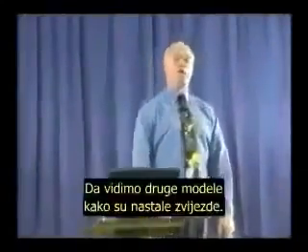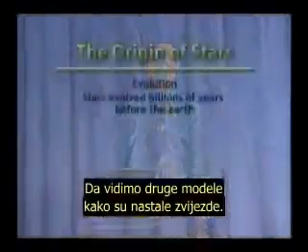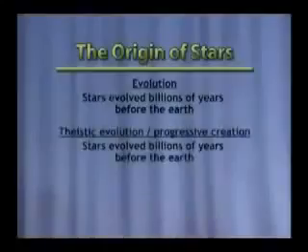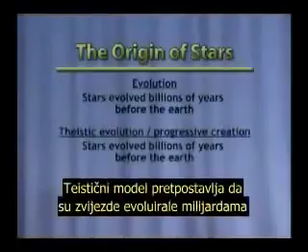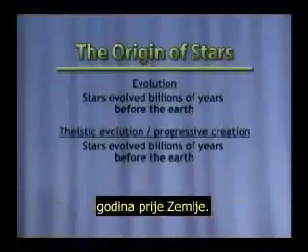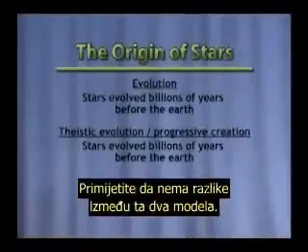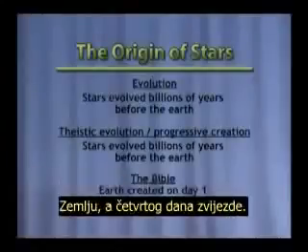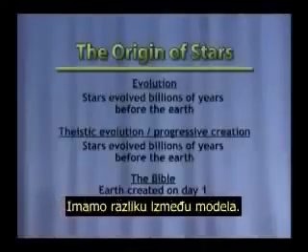Well, let's look at the different models for how stars originated. The evolution model postulates that stars evolved billions of years before the Earth. The theistic model assumes stars evolved billions of years before the Earth. Notice there's no difference between those two models there. But the biblical model clearly states that on day 1, God made the Earth, and on day 4, he made the stars. So we have a difference in these models now.